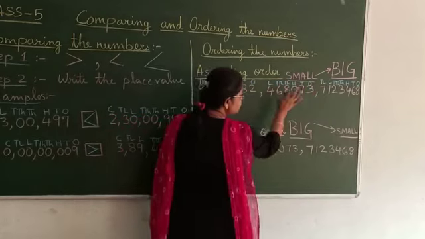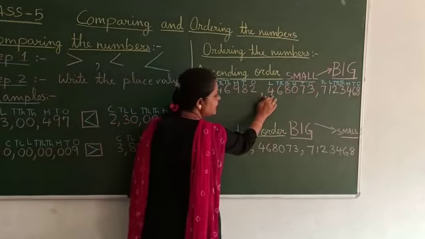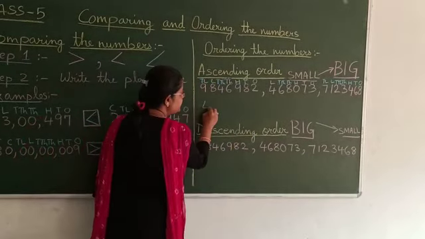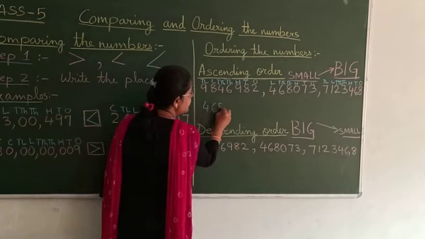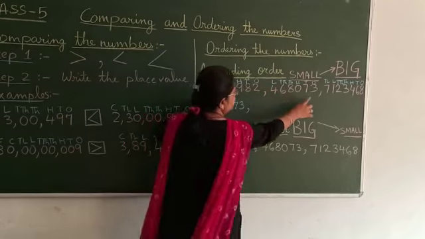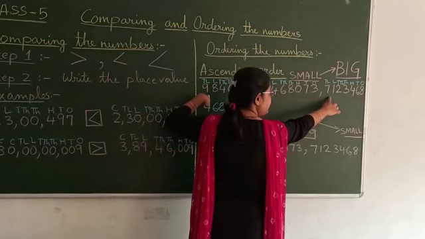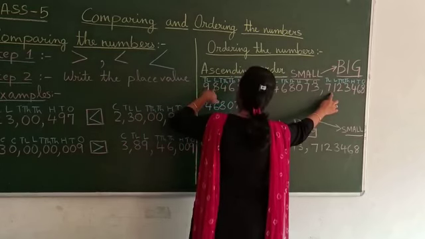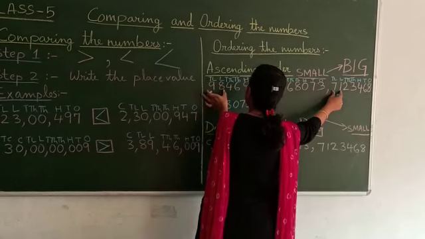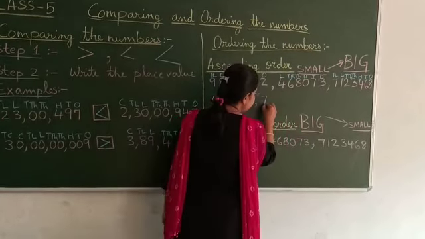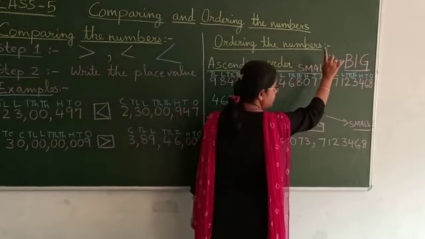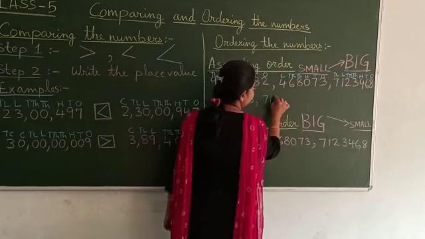So amongst these three numbers, the smallest is the one which is showing only 4 lakhs. So we will start arranging from there: 4,68,073. Next comes these two, 98 and 71. So this is smaller and this is greater, because it is only 71 lakh, and here it is 98 lakh. So we'll write the next smallest one because we are arranging in ascending order. First the smaller, last will be the greatest one.